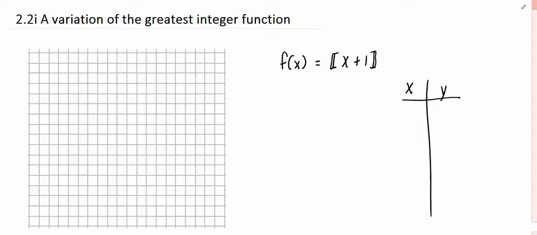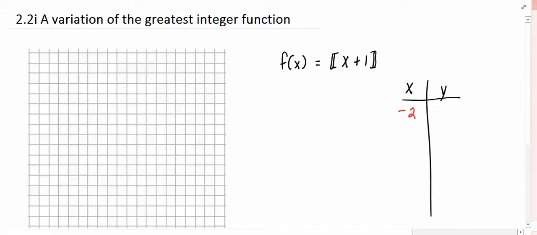Alright, so this is a variation of the last video that you just watched. If you haven't taken a look at the last video, please watch it first. This is a greatest integer function with an adjustment. It's a translation. So we're going to see how to pick some numbers that will help us to graph this accurately.